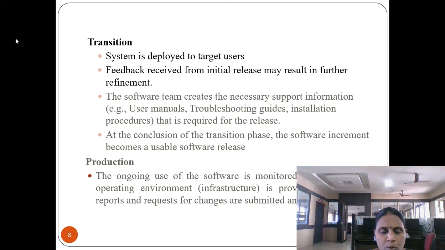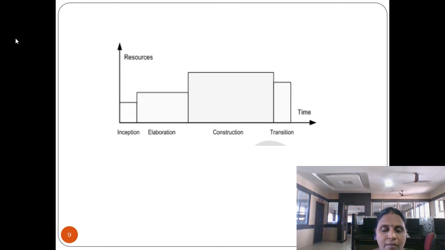In the production phase, the ongoing use of the software is monitored, support for the operating environment, that is, the infrastructure, is provided, and reports and requests for changes that are submitted are effectively handled, and finally evaluated.